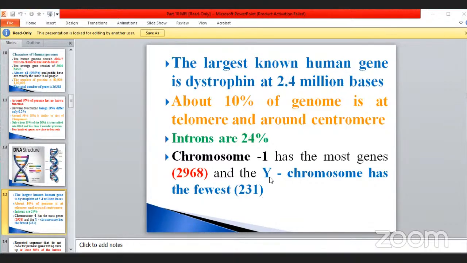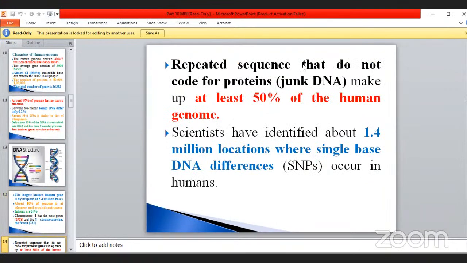You must note it down. The X chromosome also. How many genes are present in the X chromosome? Just note it down, my dear student. This is also another question. Next, see that one? The repeated sequences, they do not code for protein.